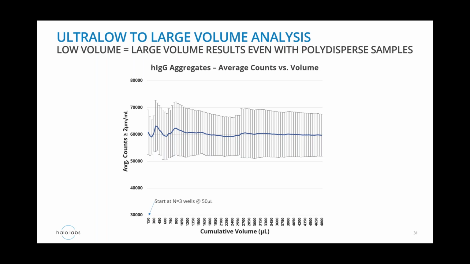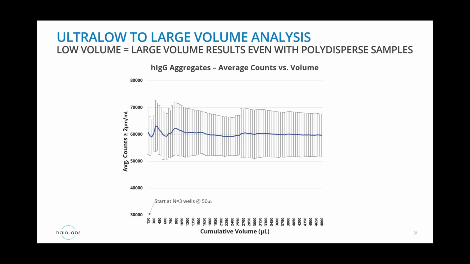Here we have a case with aggregated human IgG, and you can see an average count hovering around 60,000 particles per mil. On the x-axis, you see cumulative volume. We have IgG aggregates pipetted at 50 microliters per well over an entire plate. So 50 times 96, that's 4.8 mils. And we're taking a rolling average of this number.